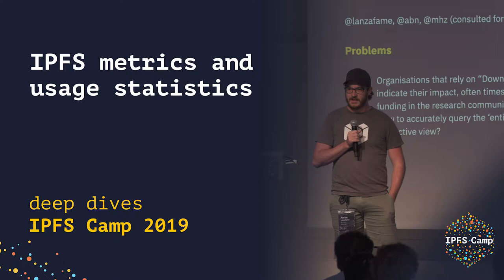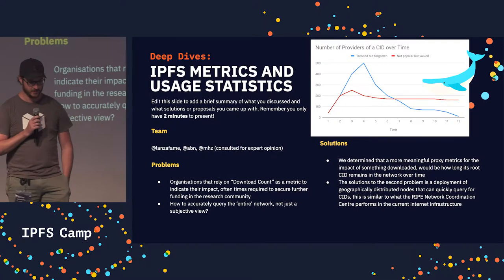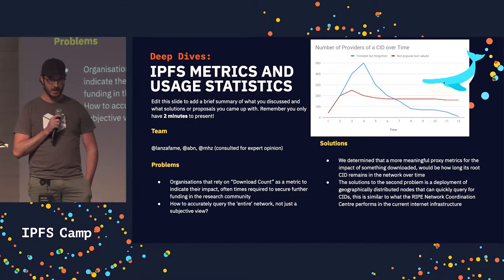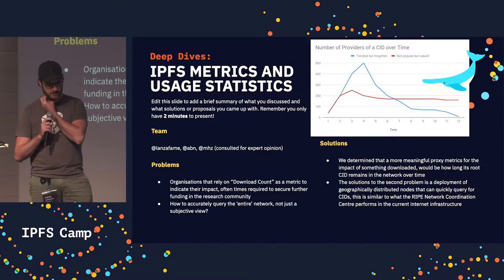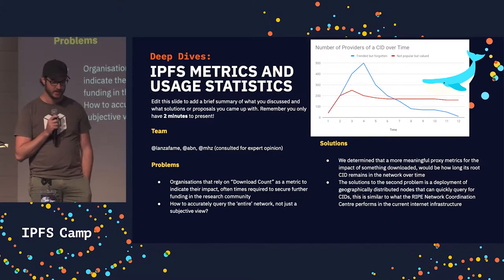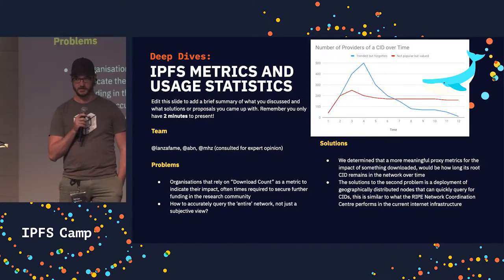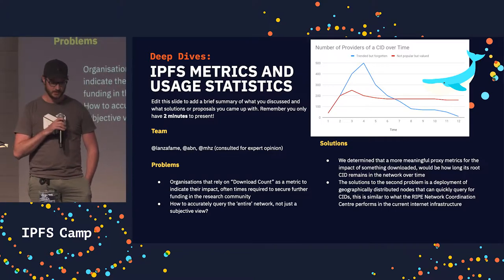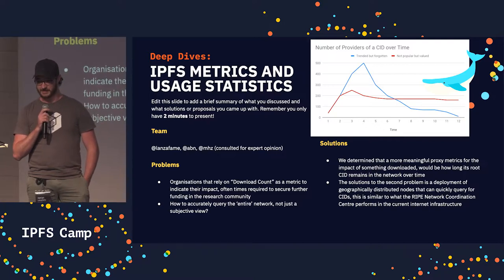Hello, everyone. So we were looking into IPFS metrics. After having done some user research previously for cluster, into package managers and also scientific research communities and how they want to use it, download count is a really important metric that is somewhat of a proxy, and we were like, how can we fix this? The side problem, the technical problem to this, is how can we actually get this metric?